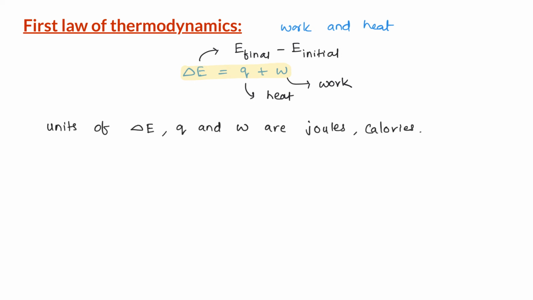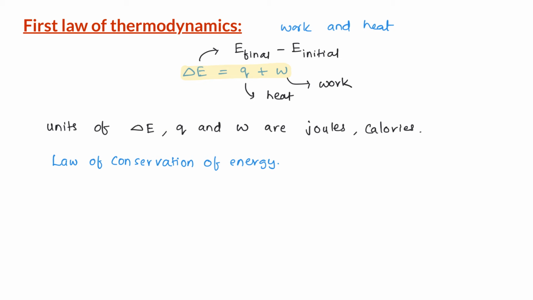All the quantities are measured in the units of joules, kilojoules, or calories. This equation is called the first law of thermodynamics. The first law of thermodynamics is also known as the law of conservation of energy, which states that the energy is neither created nor destroyed. It can only be transferred from one form to the other.